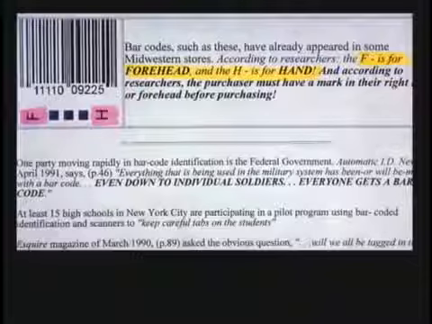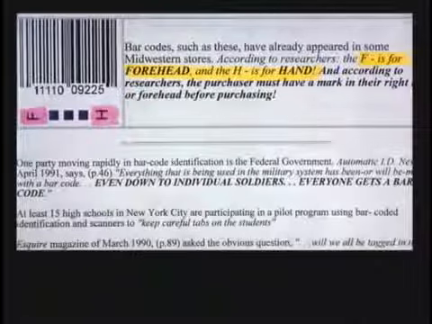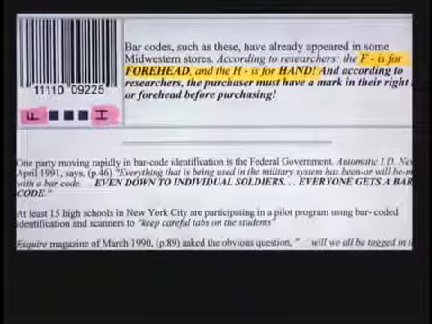Okay. Years ago, some of the barcodes came out and they had an F and an H underneath, sideways. Maybe pure coincidence, but some people said, wow, this could be standing for forehead or hand. And the UPC code may indeed be the mark of the beast. I don't know. Yeah, I think it's still certainly a reasonable possibility.